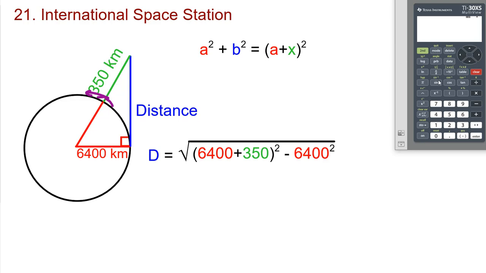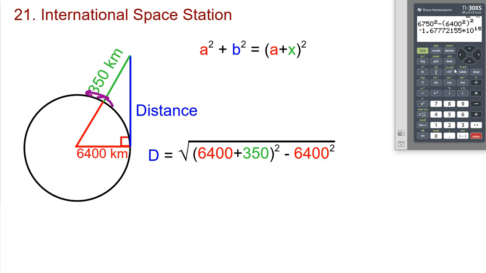So all we're going to do, this again is already in kilometers, so it makes our math pretty easy. So 6,400 plus 350 would be 6,750. We're going to square that. I'm going to subtract that from 6,400 squared. That's going to give us our distance squared.